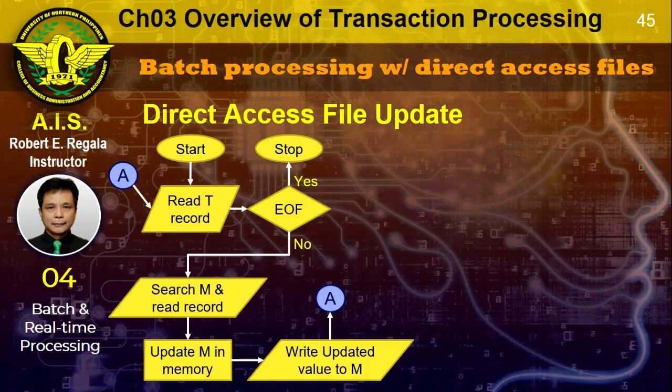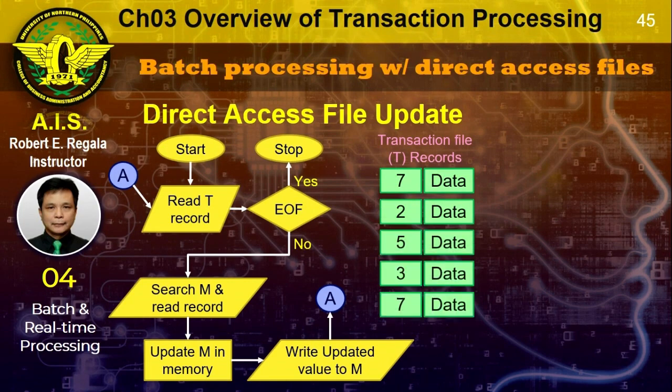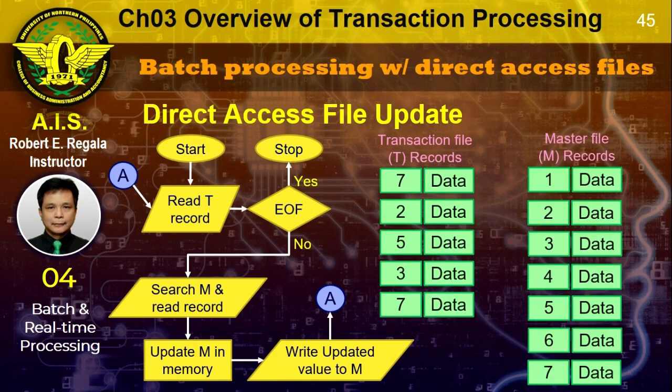The program flowchart on the left of the slide represents the general logic for file update using the direct access method. The file representations on the right of the slide illustrate how the logic runs with 5 transaction records and 7 master file records. The transaction file is read from top to bottom. Each record is processed as it is encountered and without regard for its key sequence.